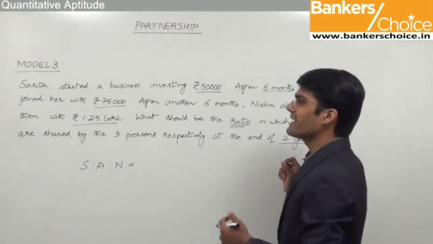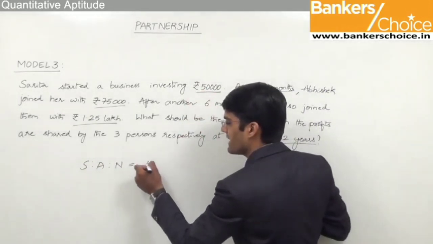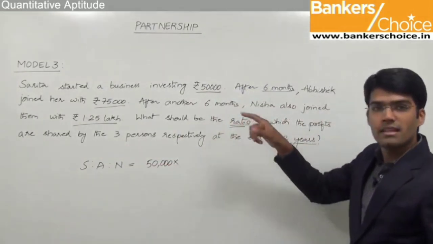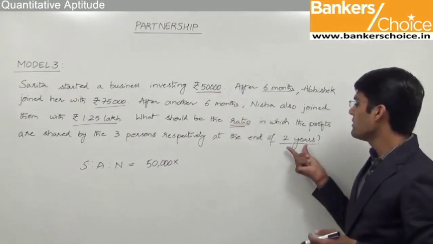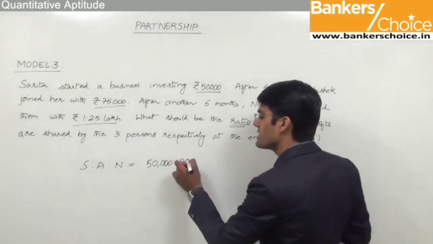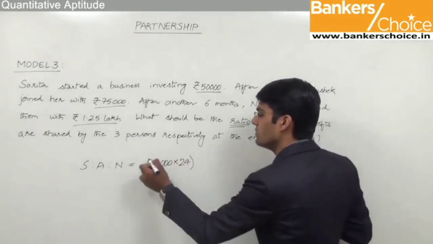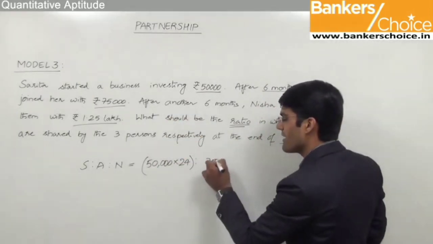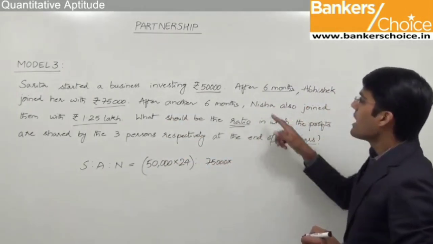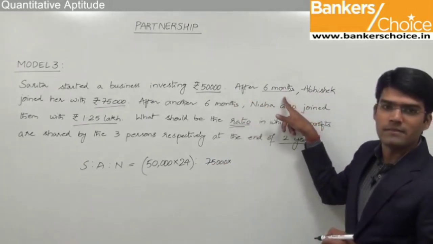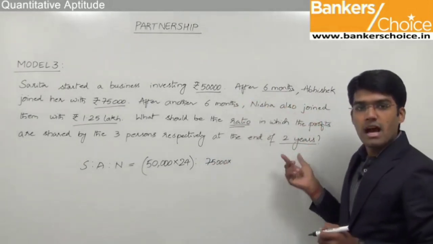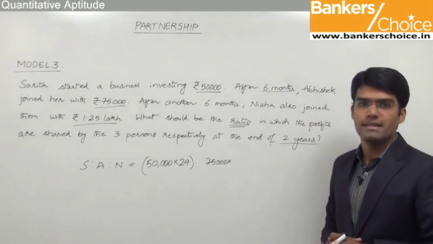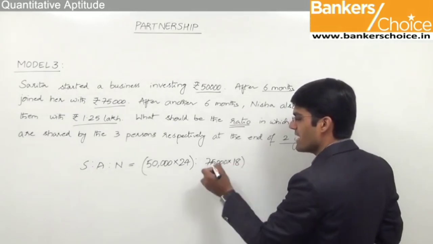Now from the given question, Sarita started the business with 50,000. So we can say that investment made by Sarita is 50,000 and she was there in the business for the total period. That is nothing but 2 years. So we can say that Sarita was present for 24 months. This is to the investment made by Abhishek is 75,000. So 75,000 is the investment and Abhishek joined Sarita after 6 months. That is, from the total period of 2 years, Abhishek was not present for the first 6 months, which means he was present only for 18 months. So his investment was there for 18 months.